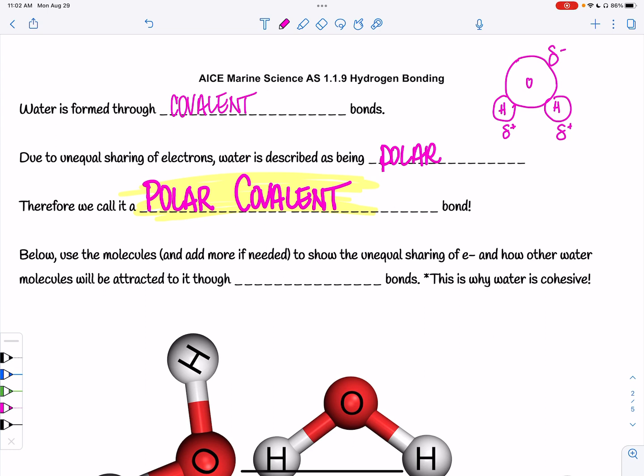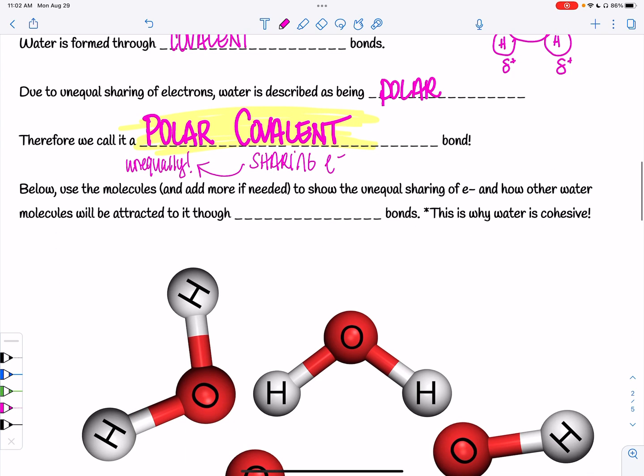But then why does it attract to itself? That's because it's polar covalent. Covalent meaning that it's sharing electrons, and then polar meaning that it's sharing unequally.